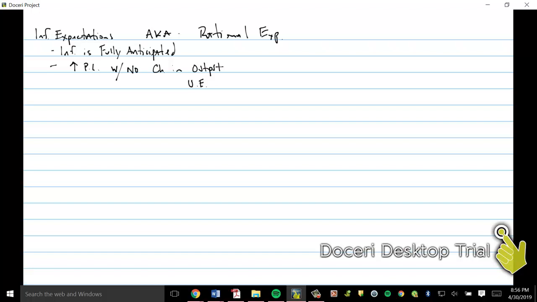Last question, 54. I think it covers the same concept. It doesn't. I don't know why I put this with this one. Which of the following would cause a movement along? So this really goes to the Phillips curve. I just wrote it down in the wrong spot.